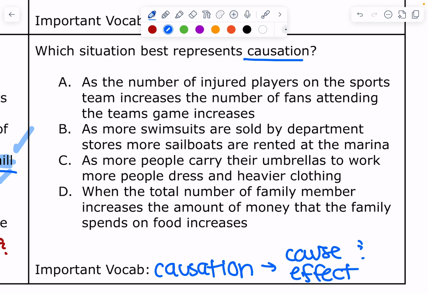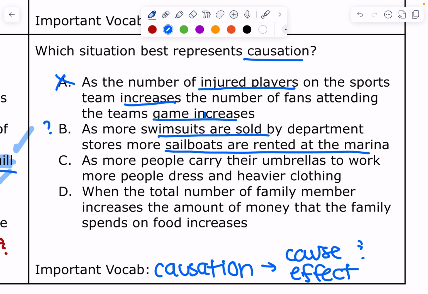So let's read A. As the number of injured players on the sports team increases, the number of fans attending the team games increase. So if you have a ton of injured players, are more people going to show up? No, this should probably be decrease, okay? B, as more swimsuits are sold by a department store, more sailboats are rented at the marine. That could be maybe we'll see, but we don't really know if they're associated.